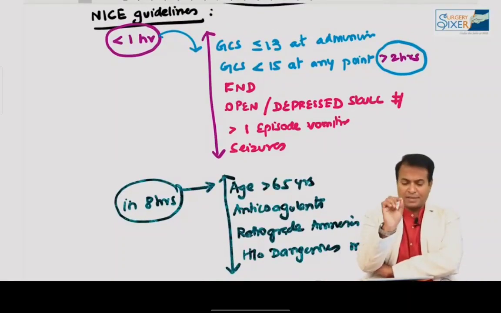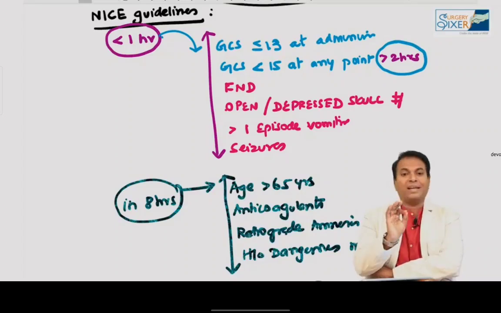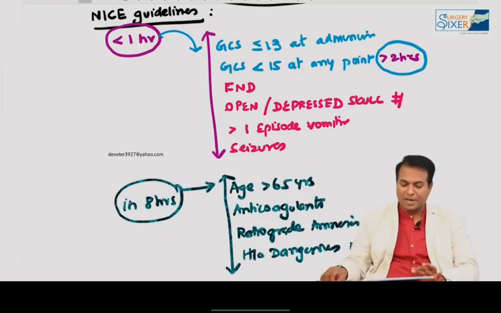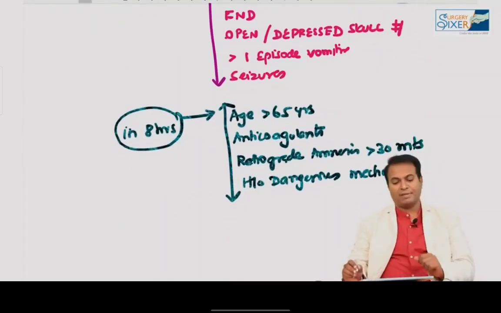The NICE guidelines say when you will take a CT scan in 1 hour, and when you will take a CT scan in 8 hours. Patients on anticoagulants, about 65 years, dangerous mechanism, retrograde amnesia. These patients we must take a CT scan in 8 hours. Okay, these are the points you should not forget.